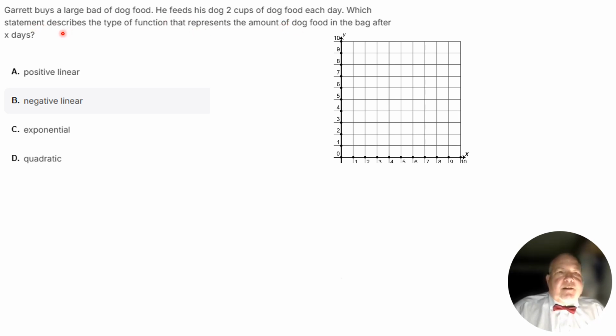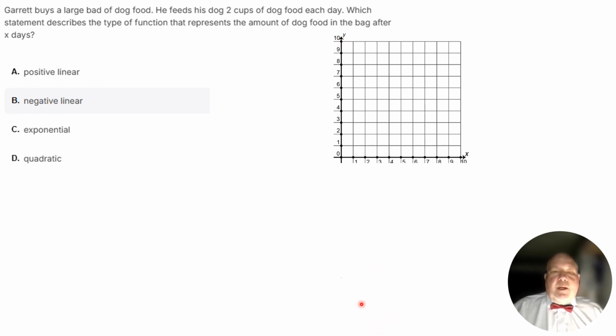Let me find it here. It describes the amount of dog food in the bag after X days. So is the amount of food in the bag going to increase or decrease? You're feeding your dog each day. You're giving them 2 cups of food. So you're going to have 2 less cups each day. So the amount of food is decreasing. So that tells me that it's negative linear because it's decreasing. Okay, so that's the answer, negative linear.